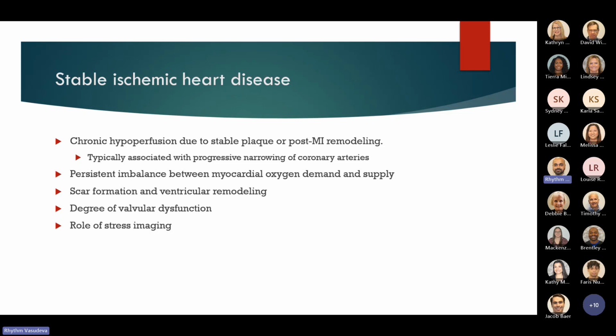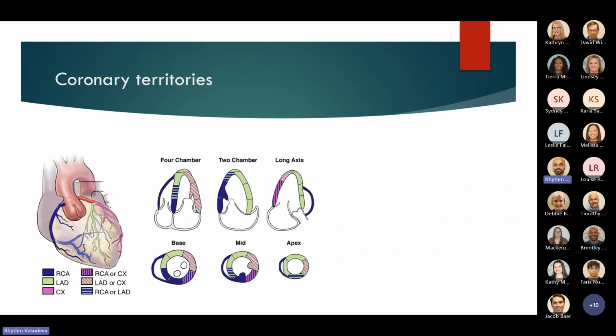That can lead to chronic scar formation and ventricular remodeling, as I mentioned, and also its own realm of valvular dysfunction, which can need separate treatment if indicated. That's where we start talking about stress imaging, from coronary CTs to stress echoes and other modalities like MPI. That's where all of that becomes relevant. And I'm going to try and keep everything focused to our echo modalities today.